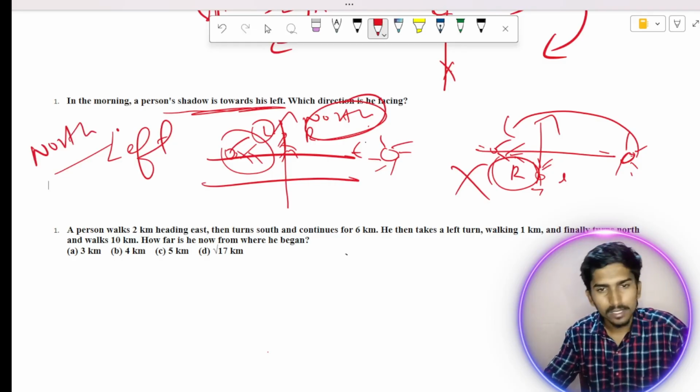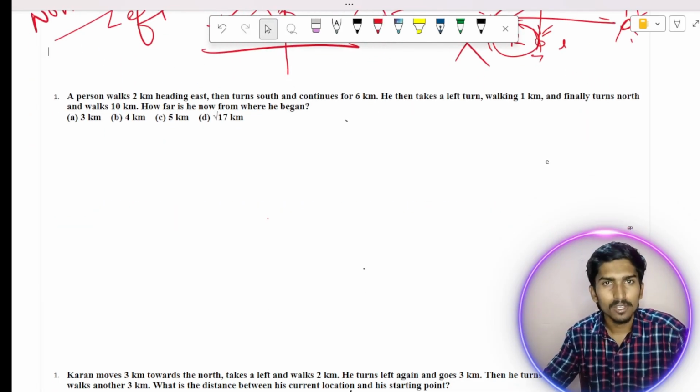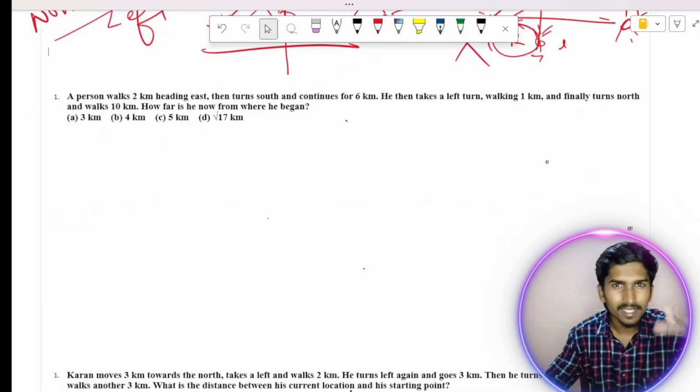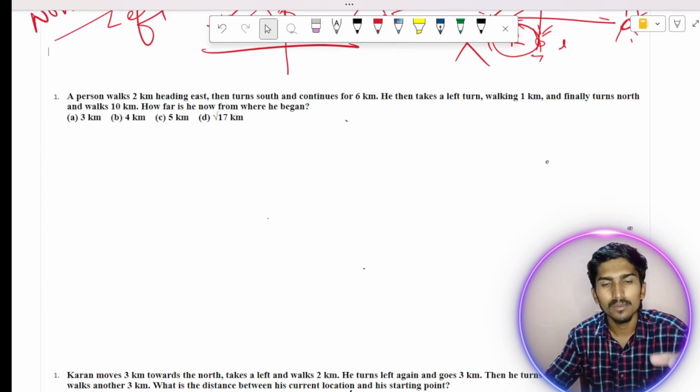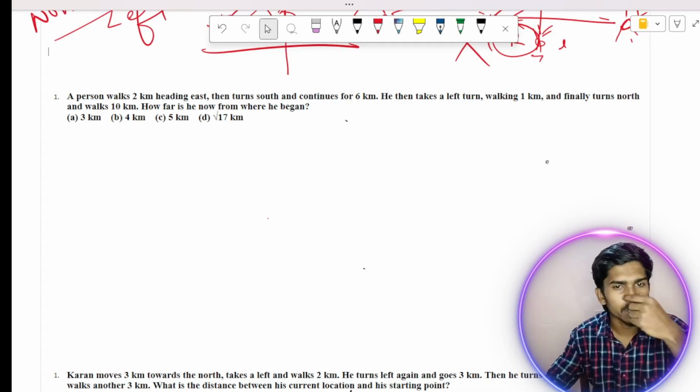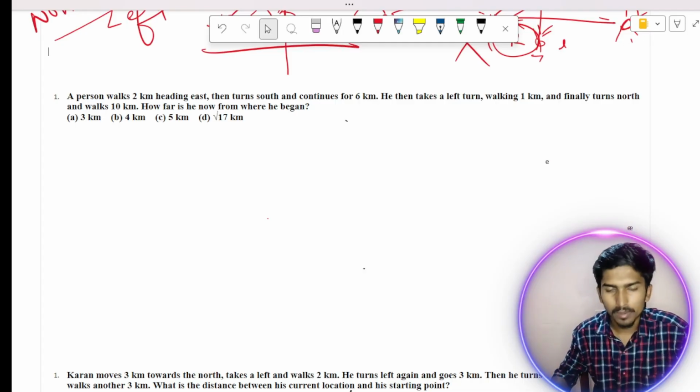Now we go and solve some advanced level questions where we apply all the basic knowledge we have learned up to now. Let's go one by one. We solve these questions.